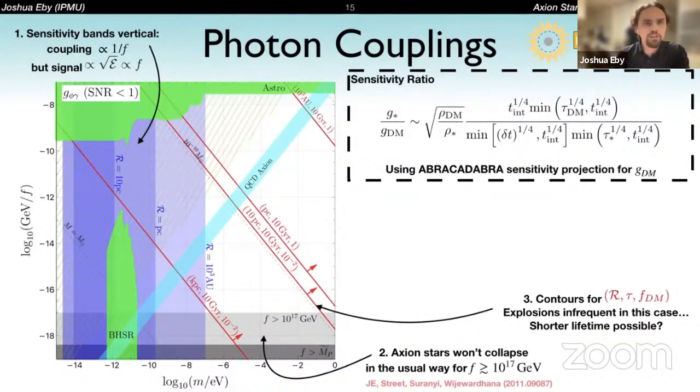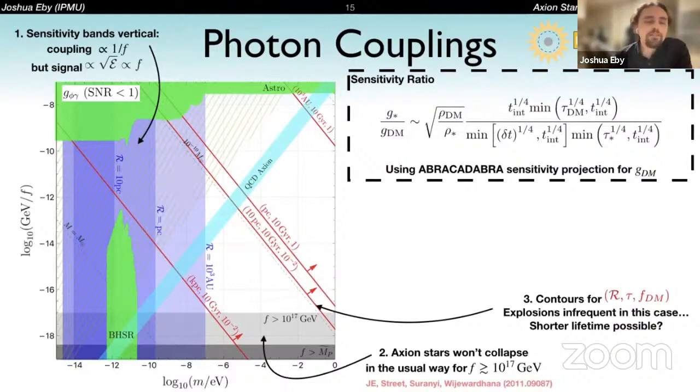Axion stars for F larger than 10 to the 17 GeV won't undergo this usual collapse and explosion thing, because the states on the dilute branch are unstable. So we basically cut those out of the analysis.